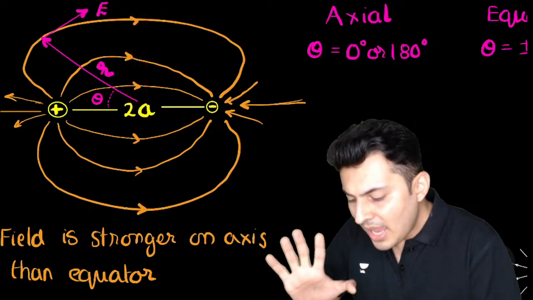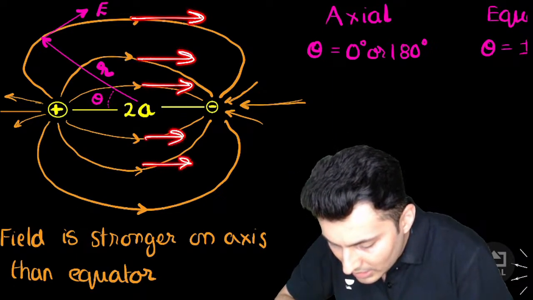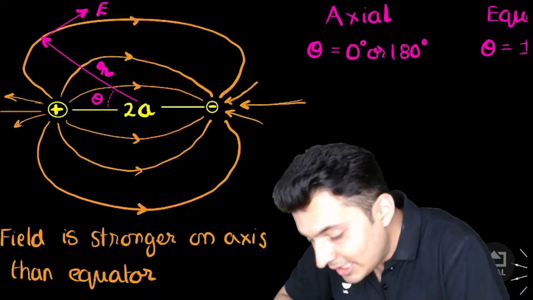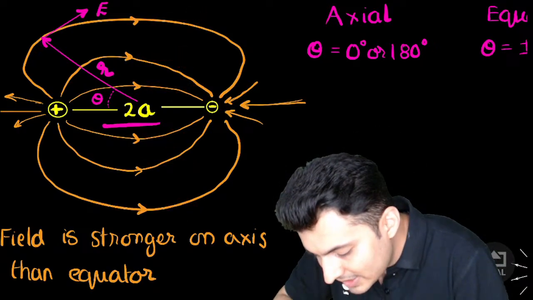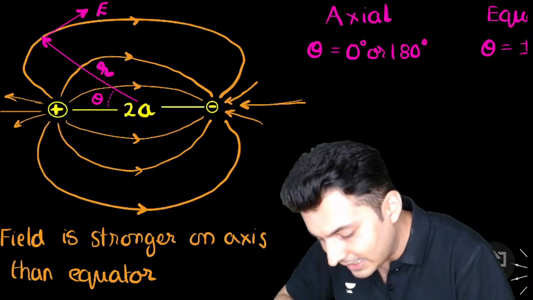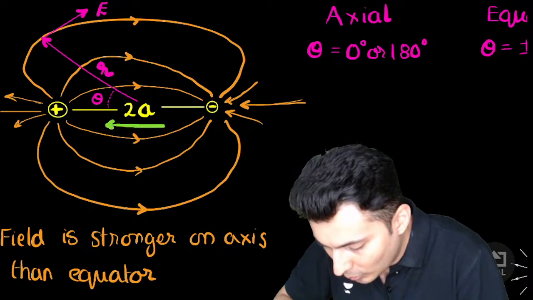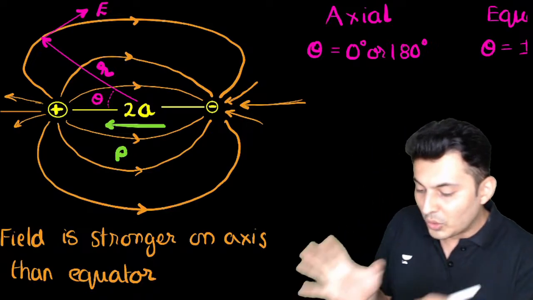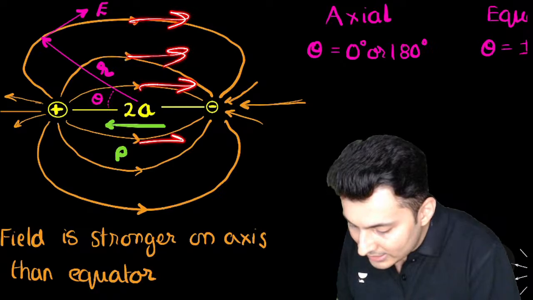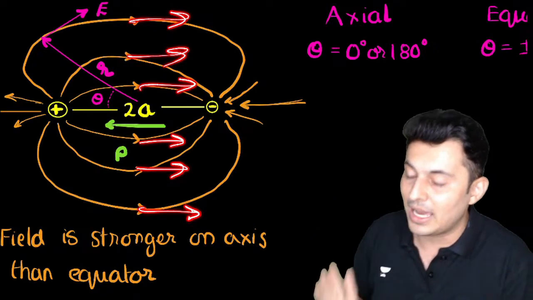If you are anywhere on the equator, the electric field is always towards this side, and it is definitely opposite to the dipole moment. Look at that, the dipole moment is always towards your left side. So on the equator, you will always see it is opposite to the dipole moment, anti-parallel.